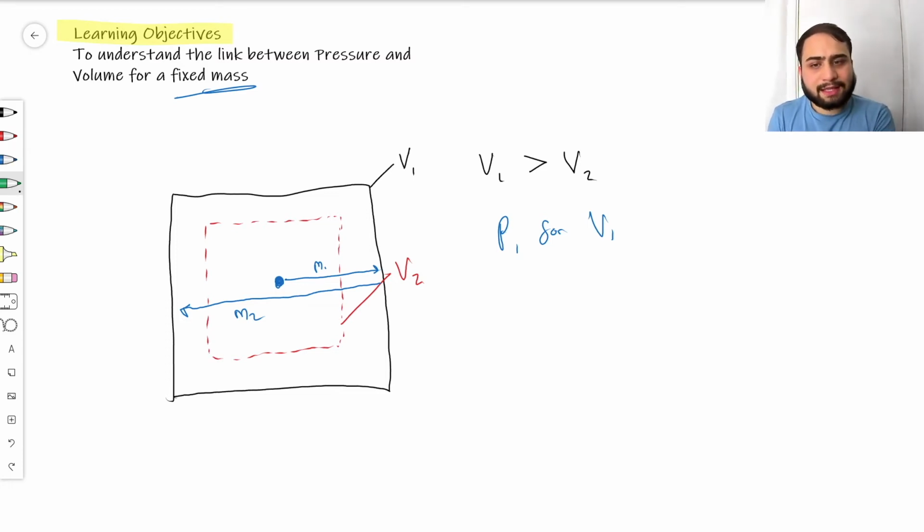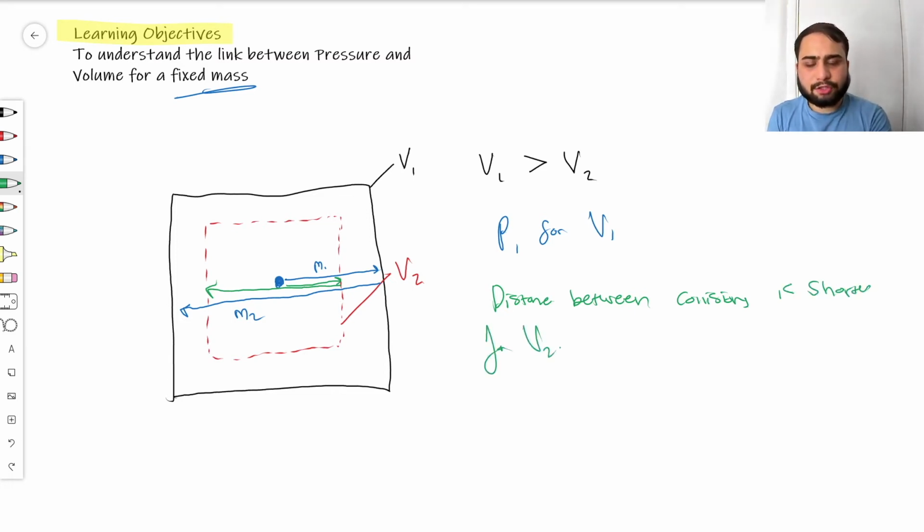Now, the distance that the particle has to travel between collisions is so much shorter because it goes from there and it goes all the way back to the other wall. Now, distance between collisions is shorter for V2. So what does this mean? This means that in the same time, the particle in V2 exerts more force on the walls.